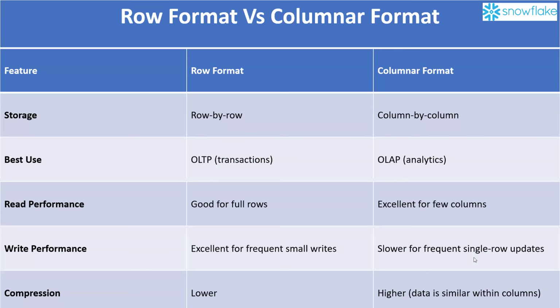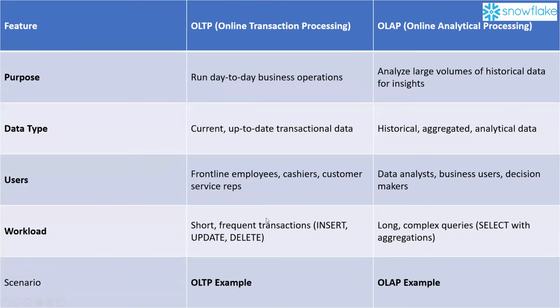Row format is not that highly compressed, you can just make it zip format, that's it. But columnar formats have much higher compression.